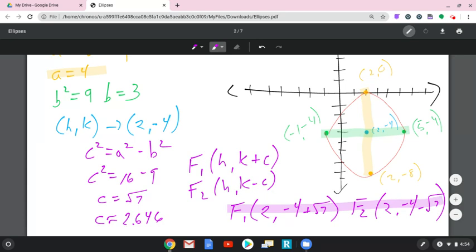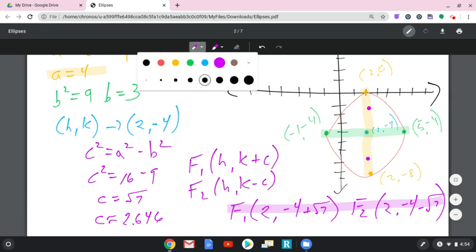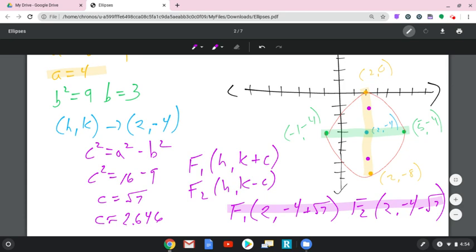If I wanted to graph them, I would use that 2.646 as an estimation. So I'm going to go about 2.5 up and 2.5 down, and I can label them. This would be my foci 1 because I added root 7, and this is foci 2 because I subtracted it. That's how we would graph and identify our foci. But when you're writing the answer, I want you to identify the points in terms of -4 plus root 7 and -4 minus root 7. So that's how we graph our ellipse and identify its essential points.